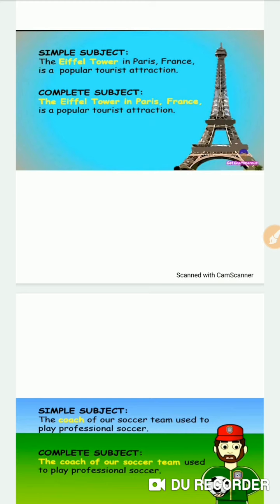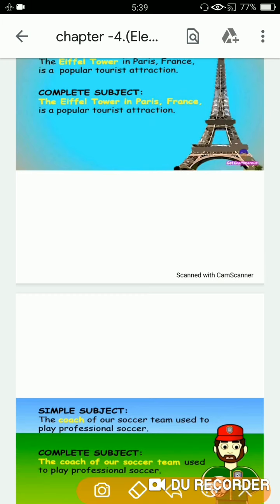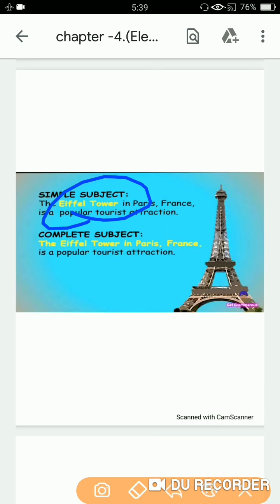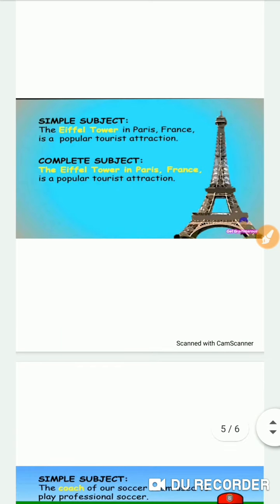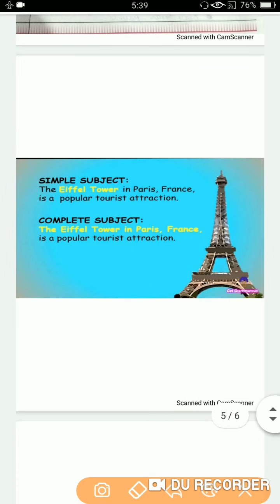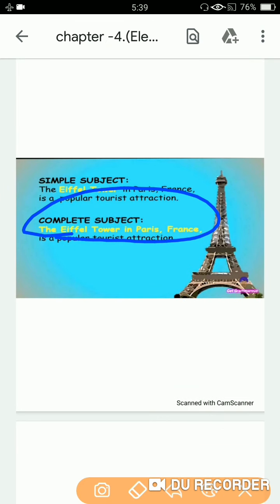The Eiffel Tower in Paris, France is a popular tourist attraction. So here we are talking about what is a popular tourist attraction. The answer will be Eiffel Tower. So this is the simple subject. But to make a complete subject, we have to take a group of words here: the Eiffel Tower in Paris, France. So this will be the complete subject.